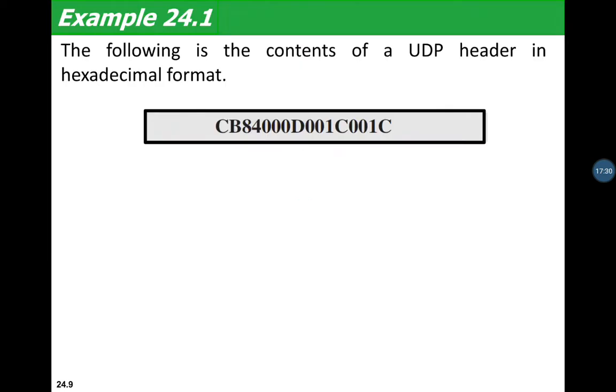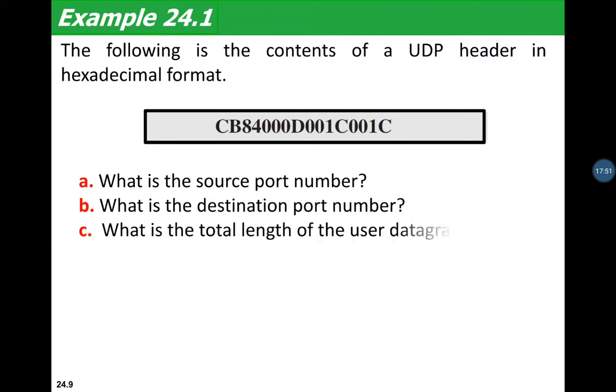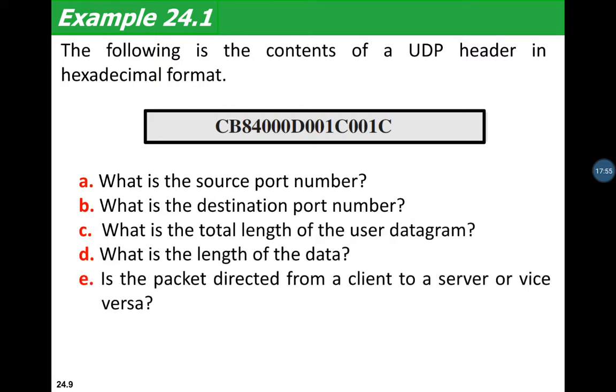So let us see an example problem. The following is the content of the UDP header: CB84000D001C001C. Here, first, what is the source port number, the destination port number, the total length of the user datagram, and the length of the data? Is the packet delivered from a client to the server or vice versa? What is the client process?